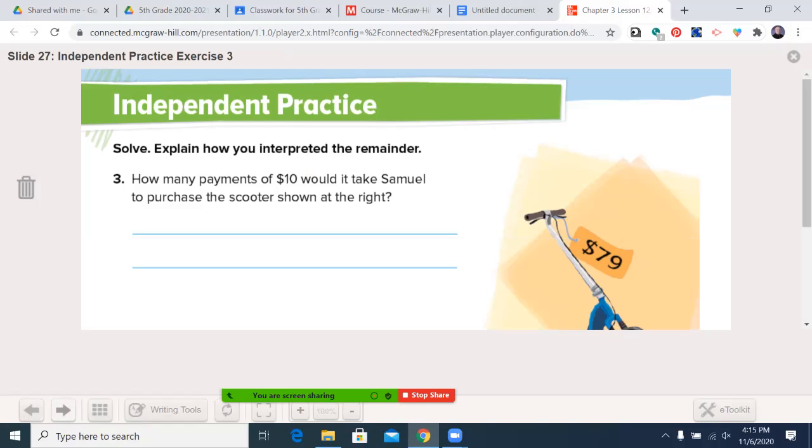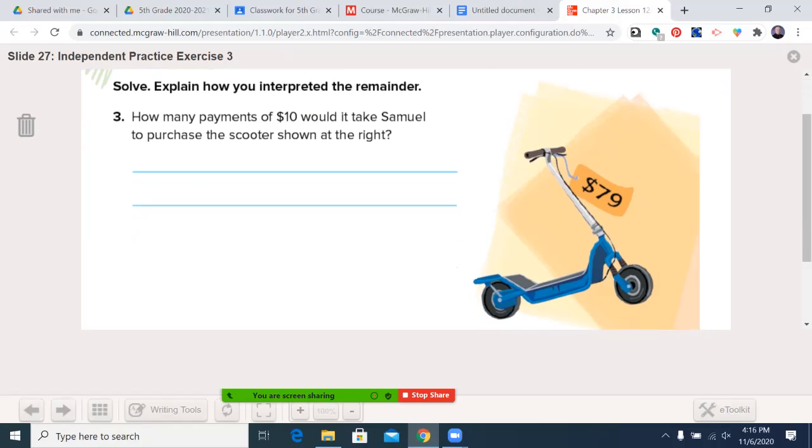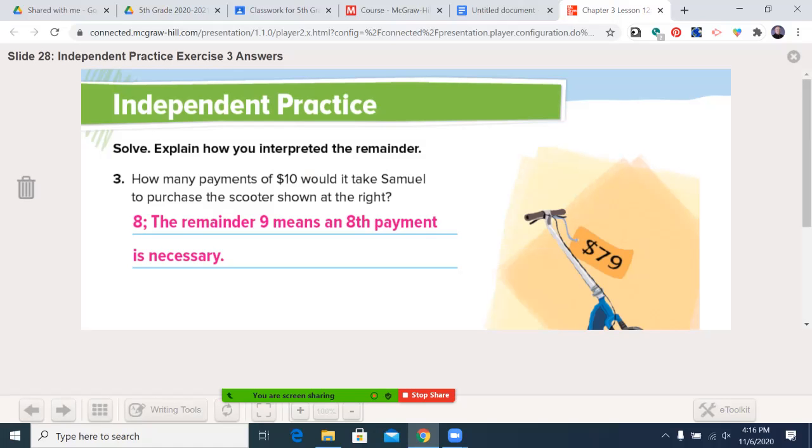Let's go ahead and do at least one more practice. How many payments of $10 would it take Samuel to purchase the scooter shown at the right? So we have 79 divided by 10. Go ahead and pause the video, and I'll see you on the other side. Welcome back. 79 divided by 10 is 7, remainder 9. On the 7th payment, you're still going to owe $9. The 8th payment is the one that puts you over, even though you won't spend a full $10. So 8 is the number you need.